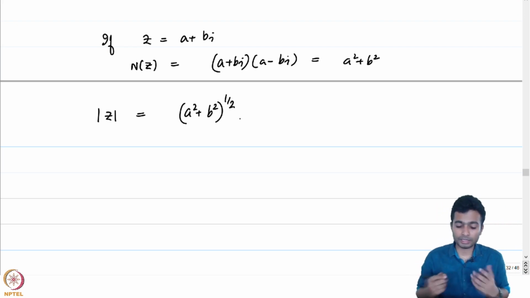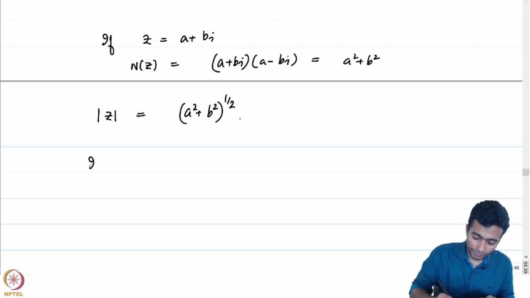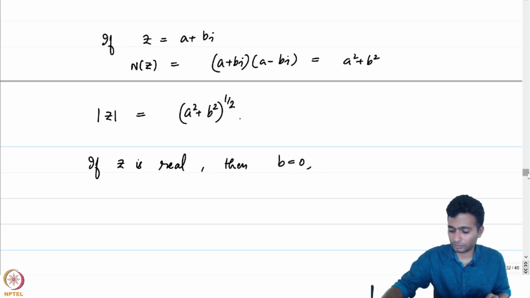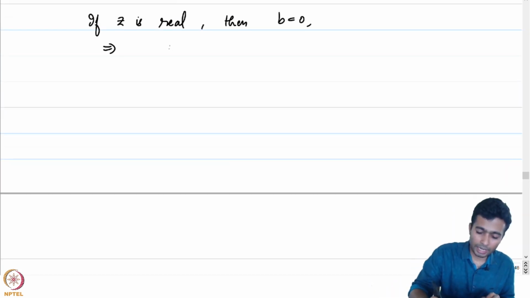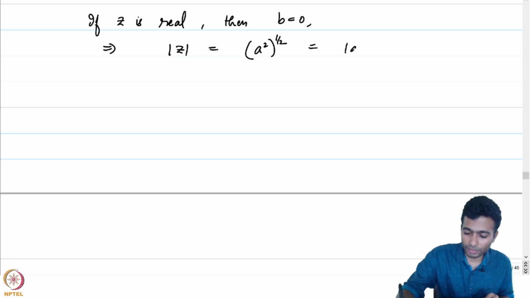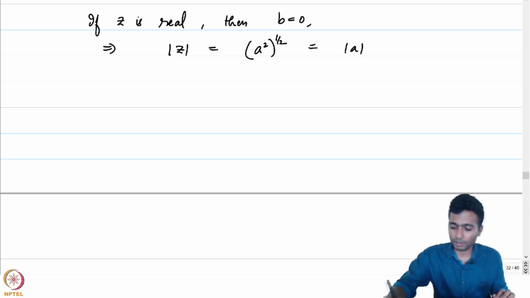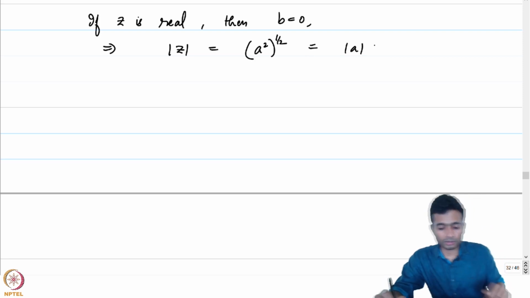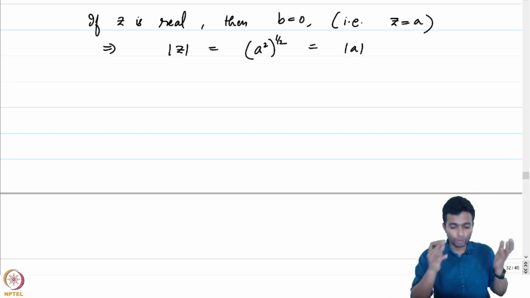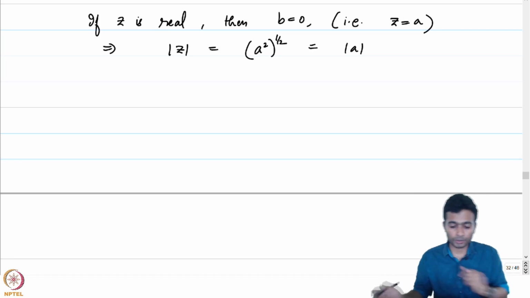Let's see what happens when z is a real number, just a real number. If z is real, then b is equal to 0. And this would imply that the norm of z is equal to (a squared plus 0) to the power 1 by 2, which is just the absolute value of a. So the left hand side is the norm and the right hand side is the absolute value.